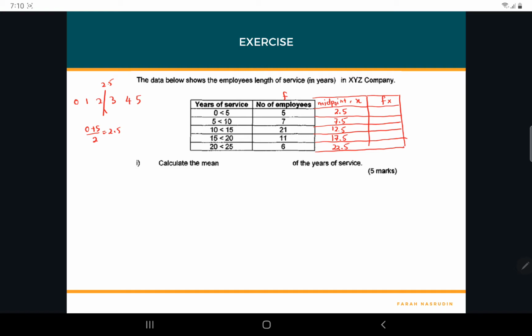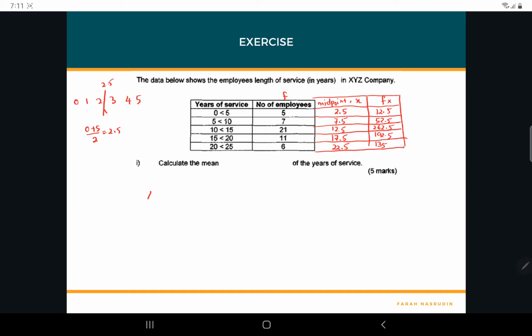And then for the fourth column, we need to find f multiplied by x. So for the first row, 5 times 2.5, which is equal to 12.5, and then 5 times 7.5 is 37.5, and so on. Okay, so that's our fourth column.